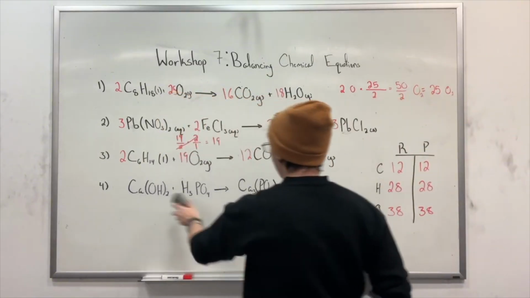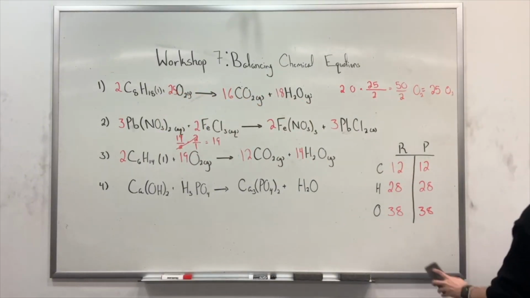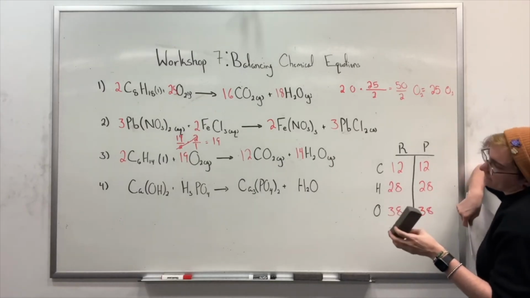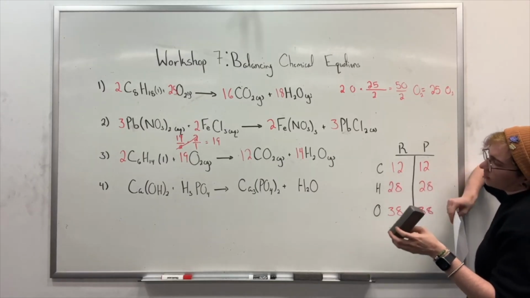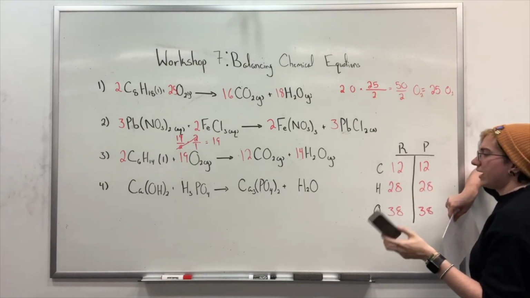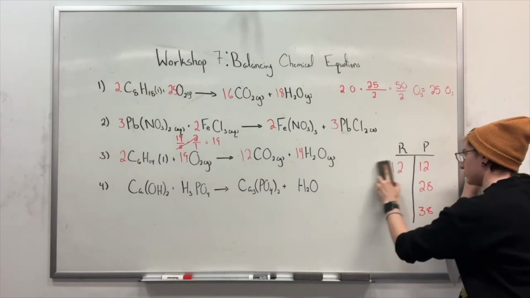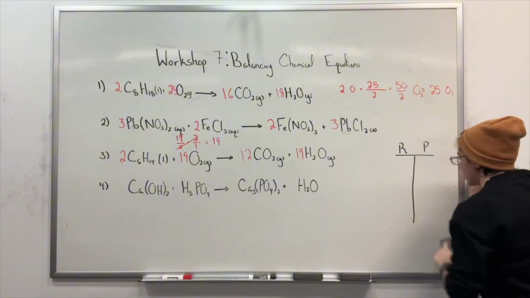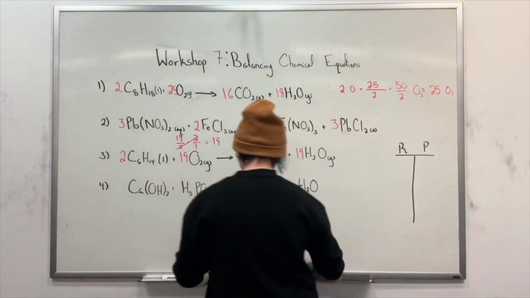So now on to our last one. We have calcium hydroxide reacting with, they don't give us a state, so I'm going to say it's phosphoric acid. That becomes calcium phosphate and water. I'm going to say this is an acid-base reaction since no states were given.